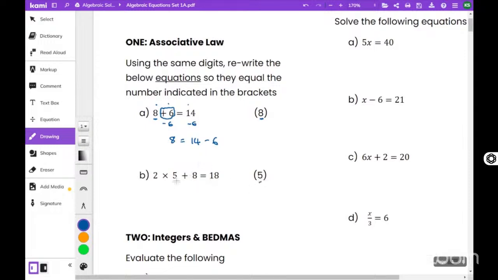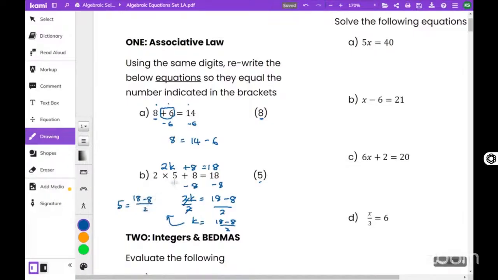The number in the bracket is 5. If we pretend this number is, let's say, k, like 2k plus 8 equals 18, then what I can do here is subtract 8 on both sides. So that means 2k will equal 18 minus 8. Then I'm going to divide both sides by 2, canceling out the 2, so then k equals 18 minus 8 divided by 2. And we can rewrite this as 5 equals 18 minus 8 divided by 2.